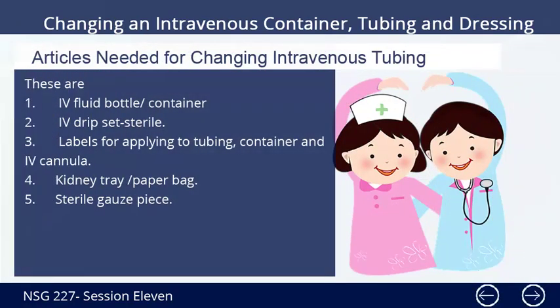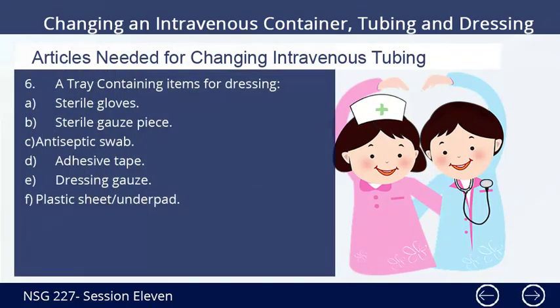Articles needed for changing intravenous tubing. These are: 1. IV fluid bottle or container. 2. IV drip set, sterile. 3. Labels for applying to tubing, container, and IV cannula. 4. Kidney tray or paper bag. 5. Sterile gauze piece. 6. A tray containing items for dressing.